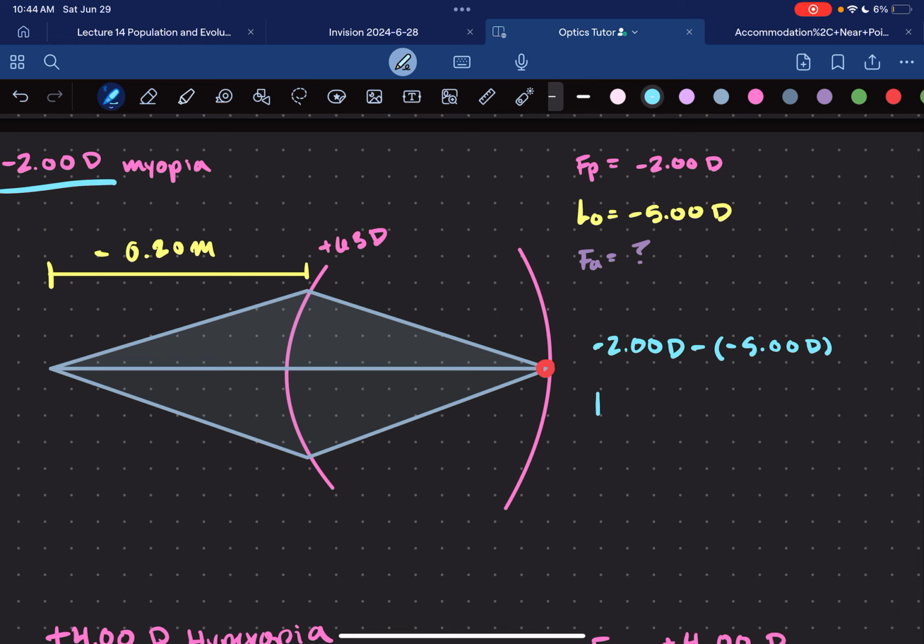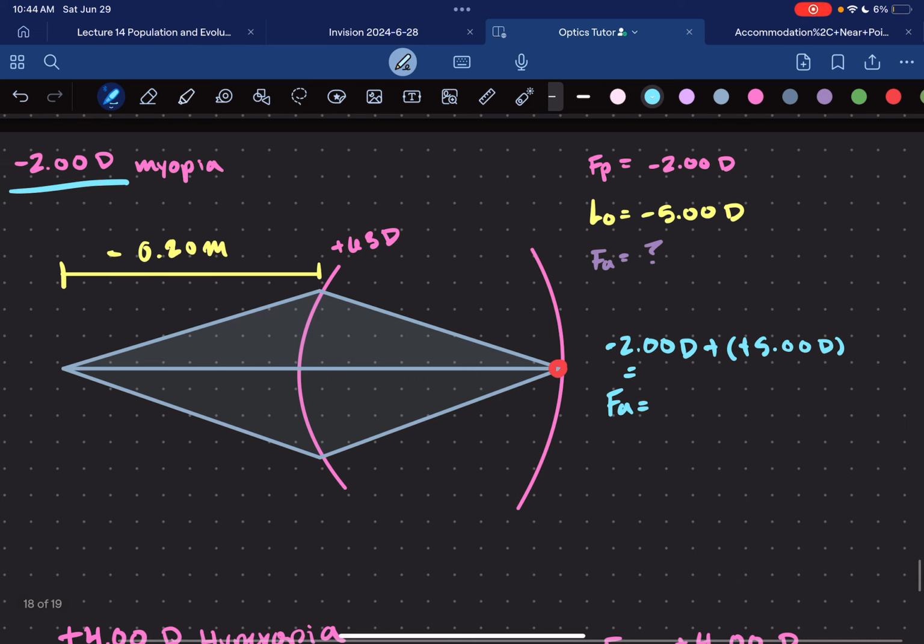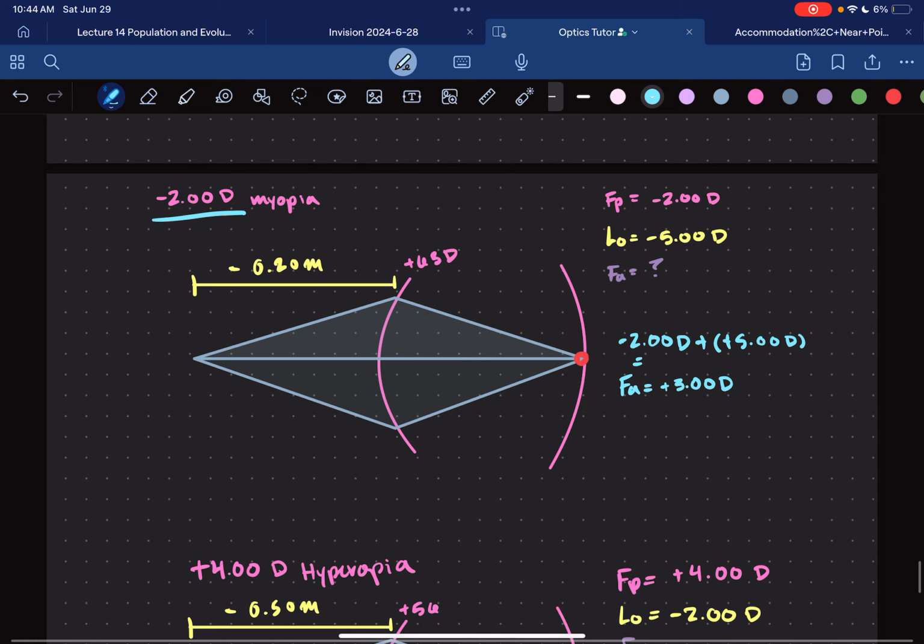And that's going to equal our accommodation. So -2 plus 5 equals, brain fart, 3 diopters. There you go. So you can do it that way if you want, just plug and chug.